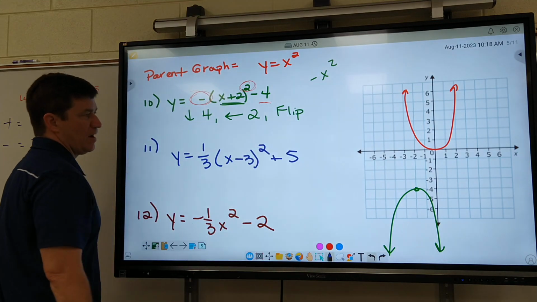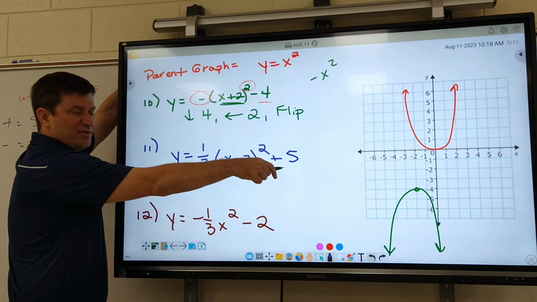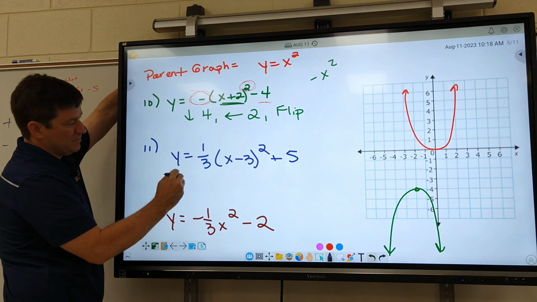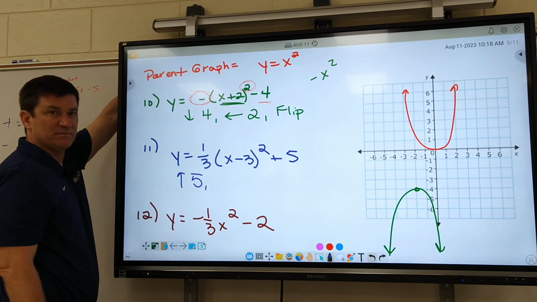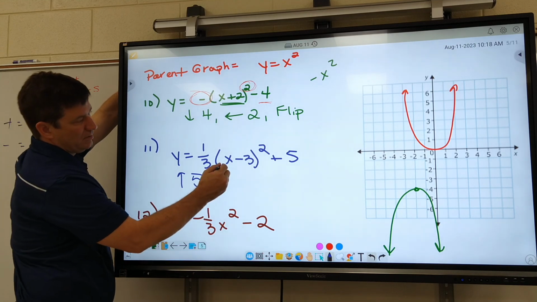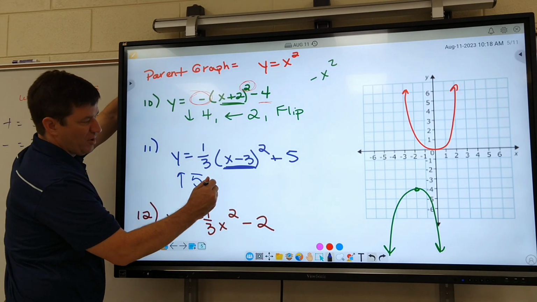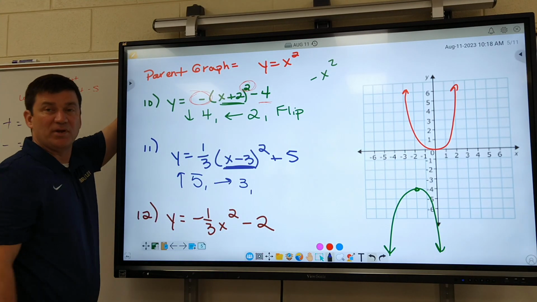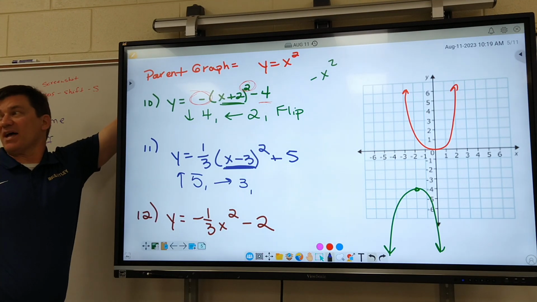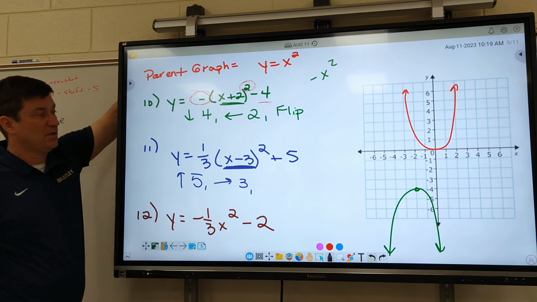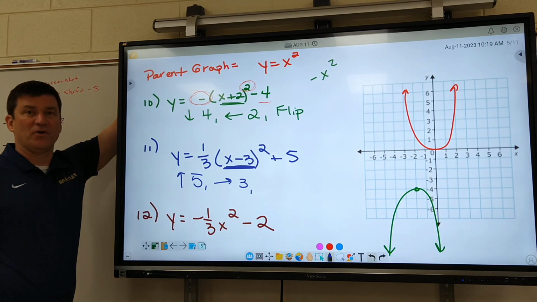All right, start in the back, guys. Up 5 or down 5? Up 5. Write it down. Look here. Is that going to be right 3 or left 3? Right 3. Do y'all understand why it's right 3 and not left 3? We got to flip the sign anytime it's in parentheses. Last one. Whoa, we got a 1/3 in front of it.